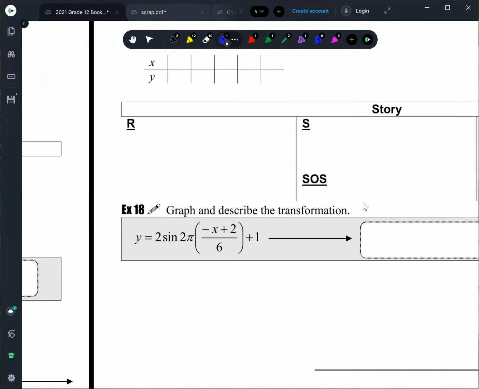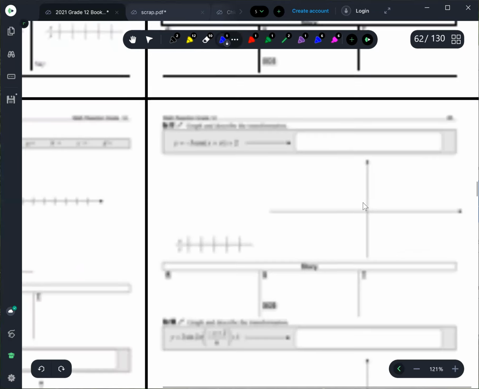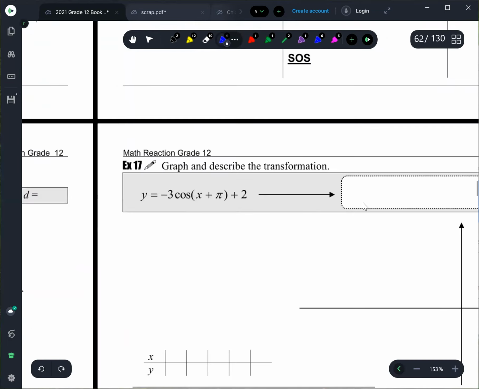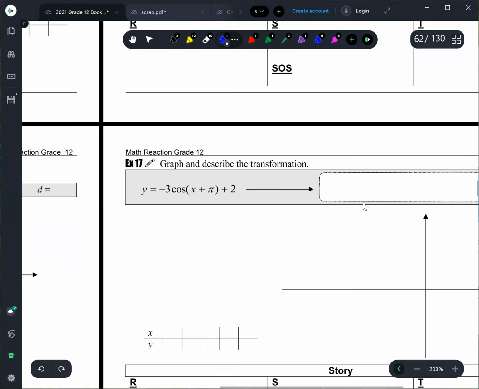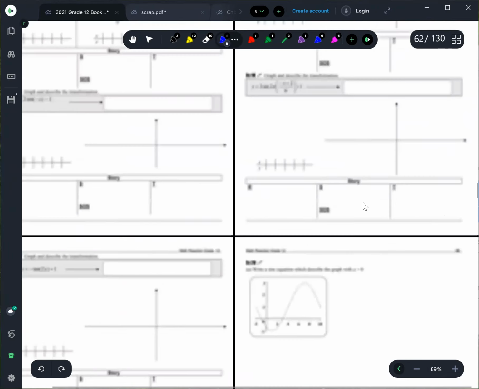Okay, this is a sine, right? And then you look at, I'll show you a cosine question. Okay, like this one. You have -3, you have a plus pi plus 2, right? So we're going to learn how to graph those ones.